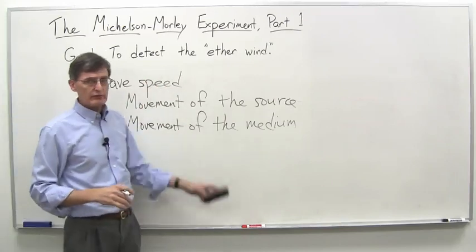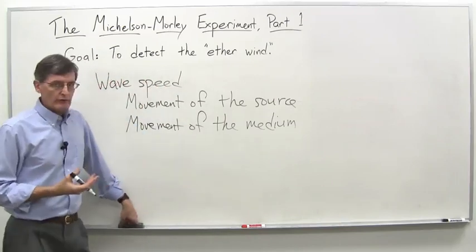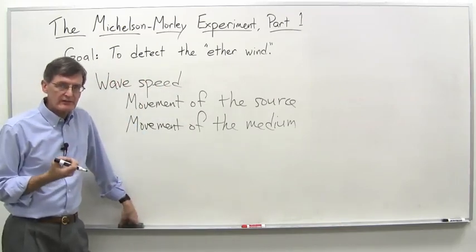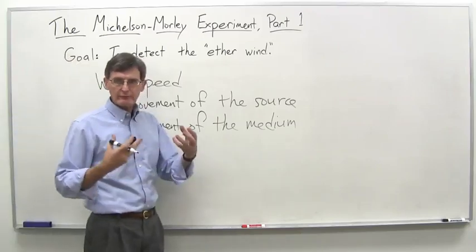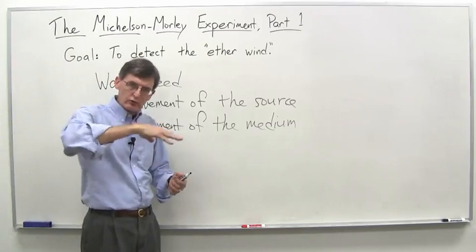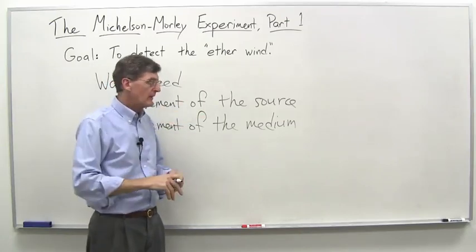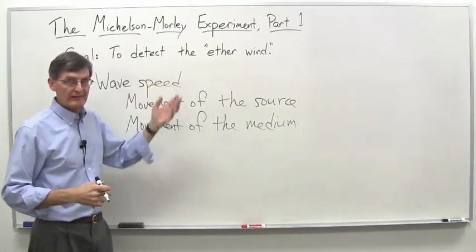How does that apply to the ether wind? Well, remember the luminiferous ether was the idea that if light is a wave, it has to have some medium. Something has to be actually doing the waving, the oscillations. And the idea was it was the ether.